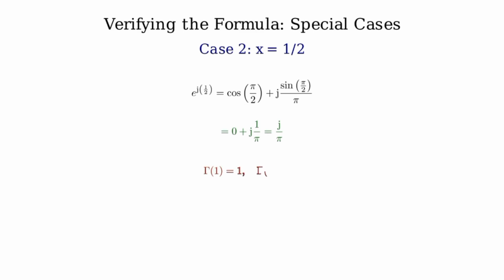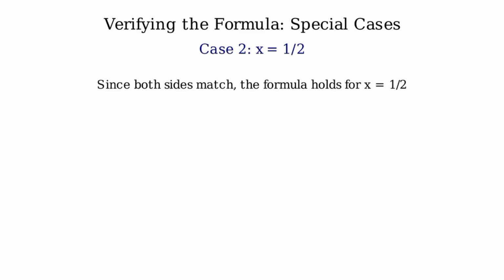Γ(1) equals 1, Γ(0) is treated as infinity, and Γ(1/2) equals the square root of π. Substituting these into the virtual reflection formula, e^(j·1/2) equals π divided by (1 times infinity) plus j times 1 divided by (√π times √π). Simplifying this, 0 plus j times 1 over π equals j divided by π. Since both sides match, the formula holds for x equals 1/2.